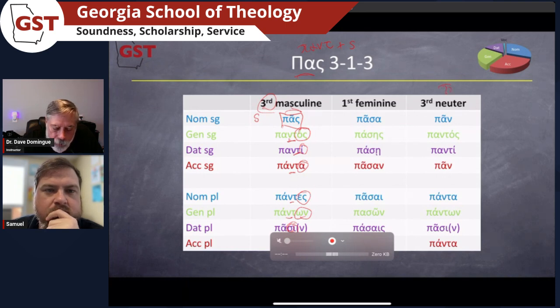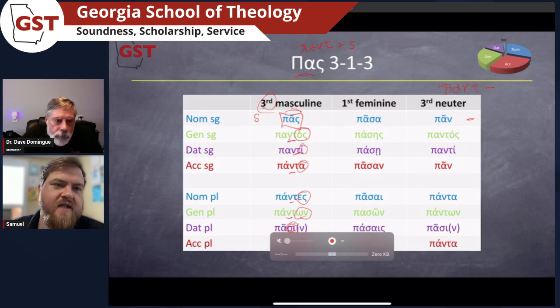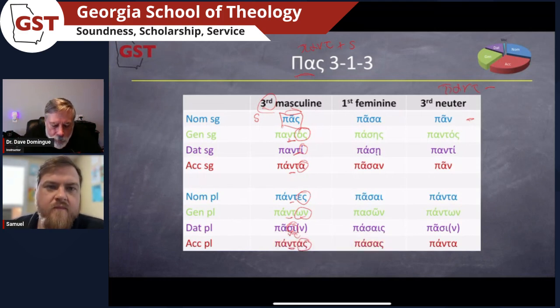What's the case ending for the neuter? It's nothing. So pant. Well, what happens to the tau? It comes up against nothing. Tau doesn't like standing alone. There you go. So it drops out. And so you just get pan.